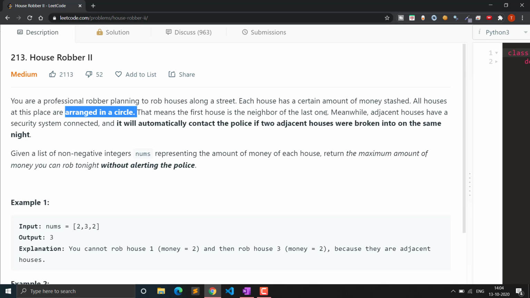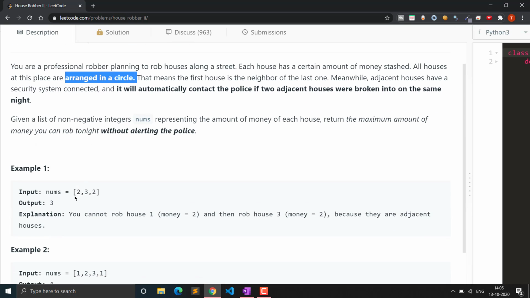So that means the first house is the neighbor of the last one. Meanwhile, adjacent houses have a security system connected and it will automatically contact the police if two adjacent houses are broken into on the same night. So that means we cannot rob adjacent houses. So it is similar to House Robber 1.